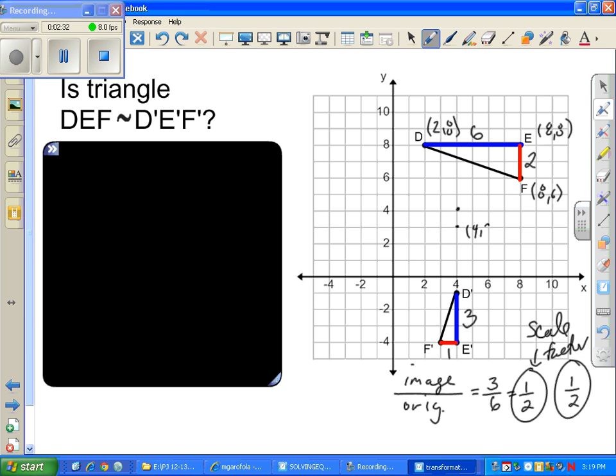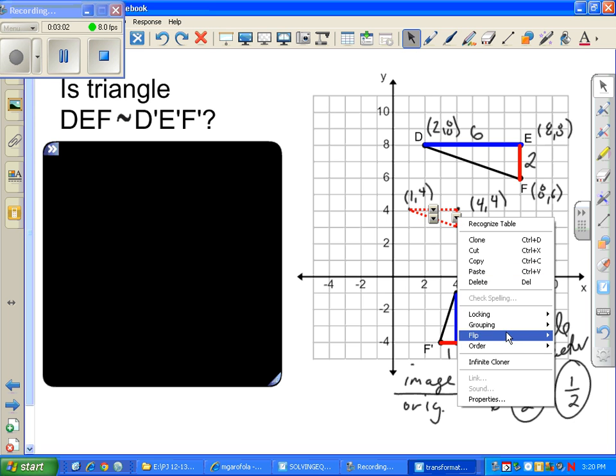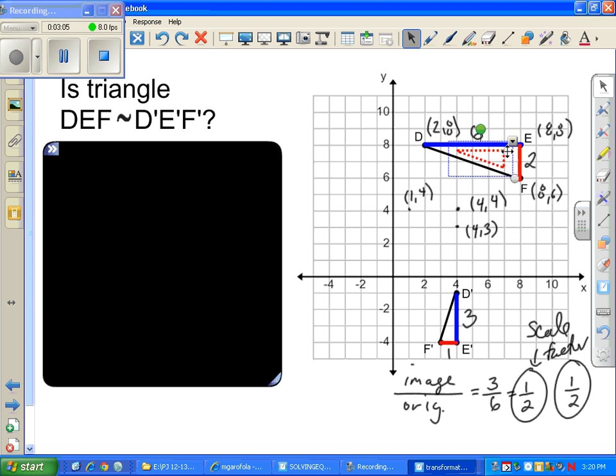So again, this is 4, 3, coming from F. E, 4, 4. And D, 2, 8. 2 times a half is 1, and 8 times a half is 4. So 1, 4. I'm going to go ahead and connect those points. So that would be what the triangle would look like if it was just dilated by a scale factor of 1/2. I'm going to go ahead and group these line segments together so we can see the triangle. Okay, so there's the original. This would be the dilation.